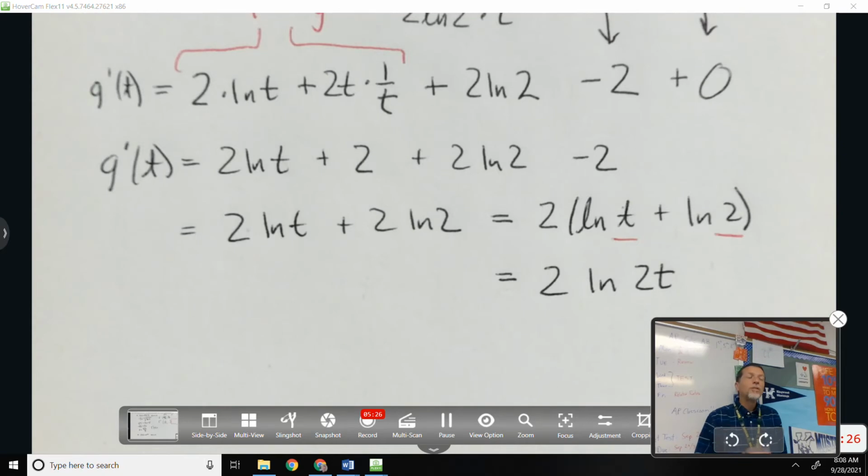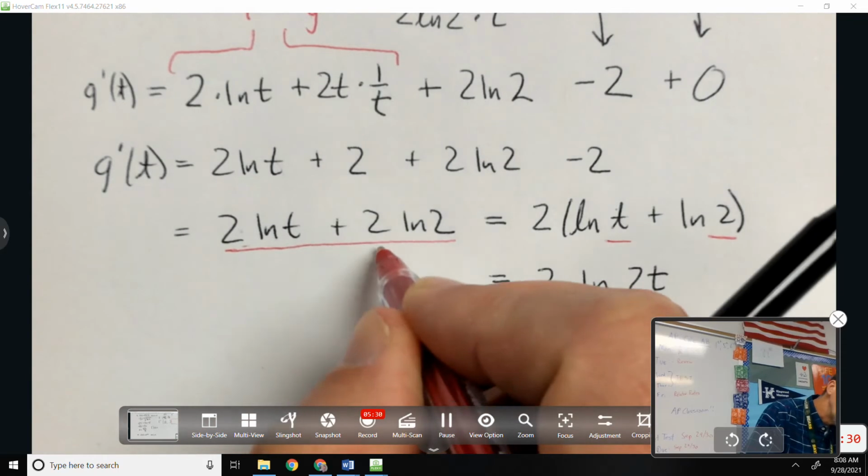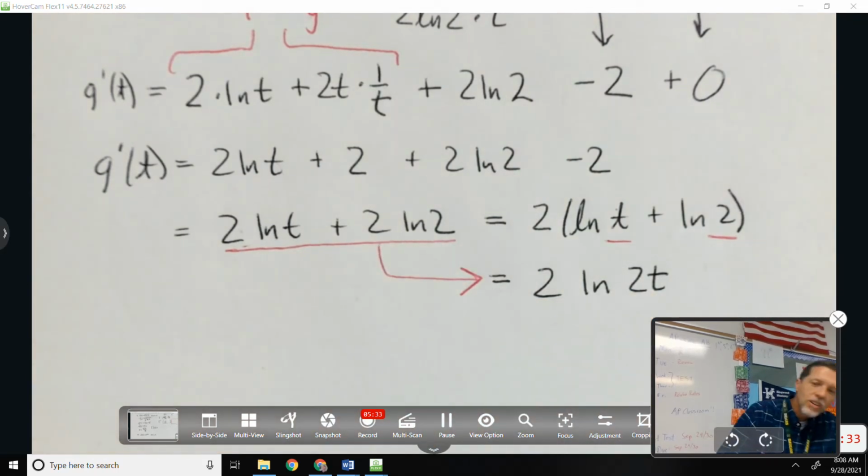So you wouldn't have to do that on your own, but the question would be, if you get this answer and you start looking at your answer choices, could you see that that is the same thing? And some of you are like, nope, couldn't.